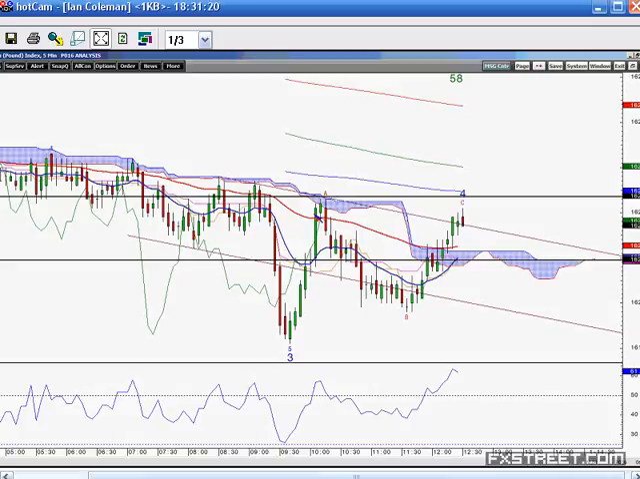Our analytical reports are aimed at giving our clients a bias and entry and exit levels, but they're also aimed at giving you an overall direction call.